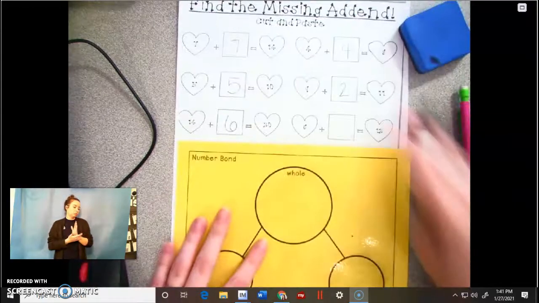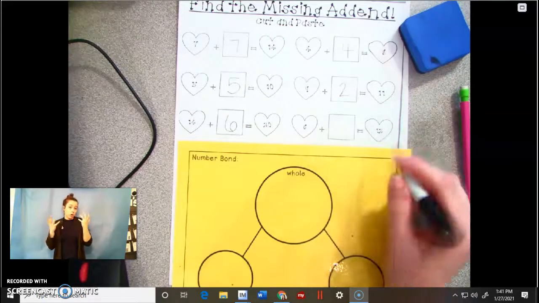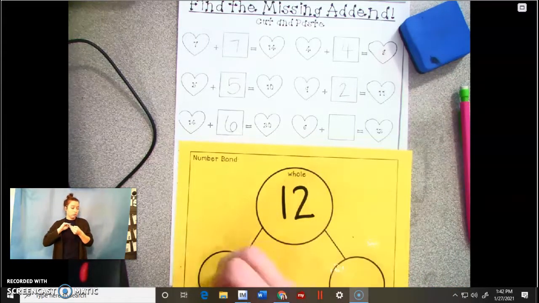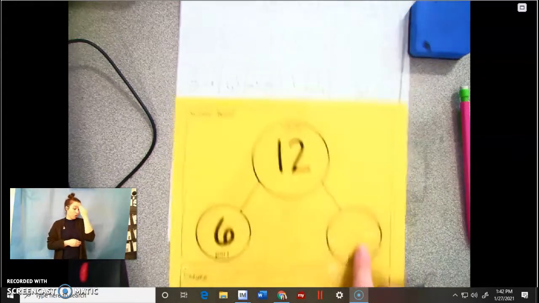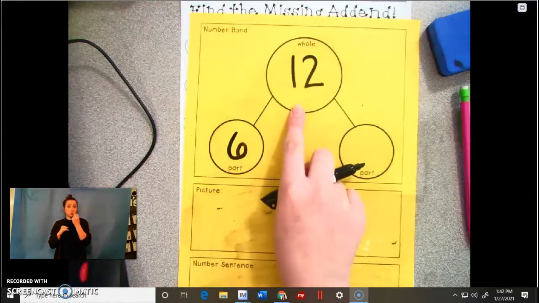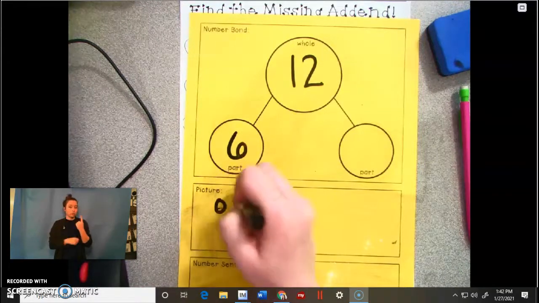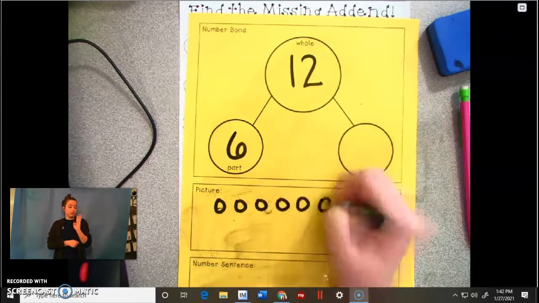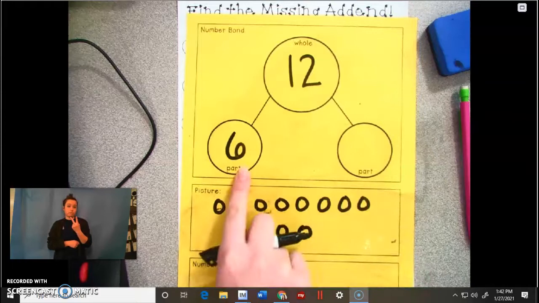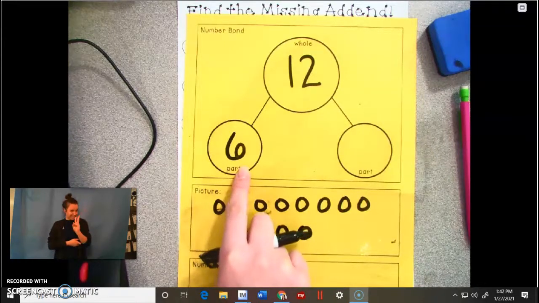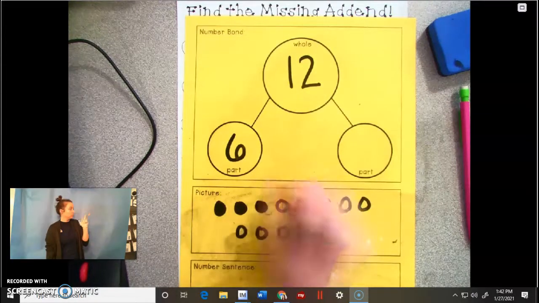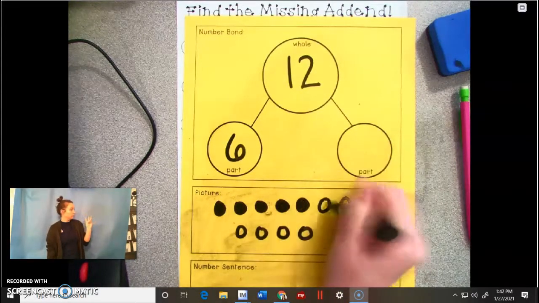All right. The next one says 6 plus something equals 12. Well, we know 12 is our whole, or our answer. The part we know is 6, and we're trying to figure out the other part. So let's draw 12 circles, because that's how many we have in all. 1, 2, 3, 4, 5, 6, 7, 8, 9, 10, 11, 12. And I'm only going to color in the part that I know. They told me I have 6, so I'm going to color in 6. 1, 2, 3, 4, 5, 6.